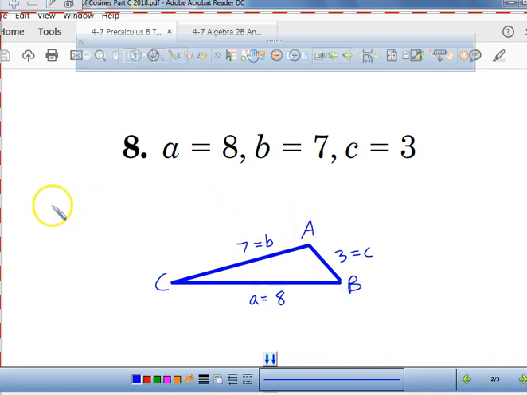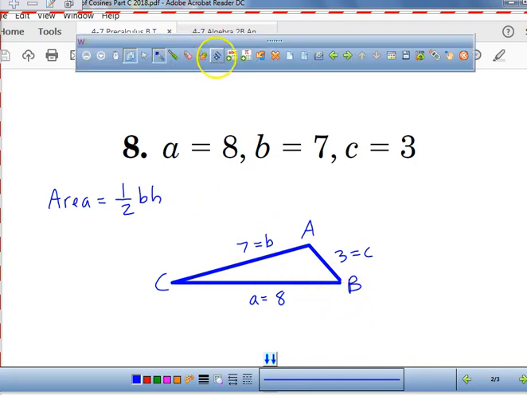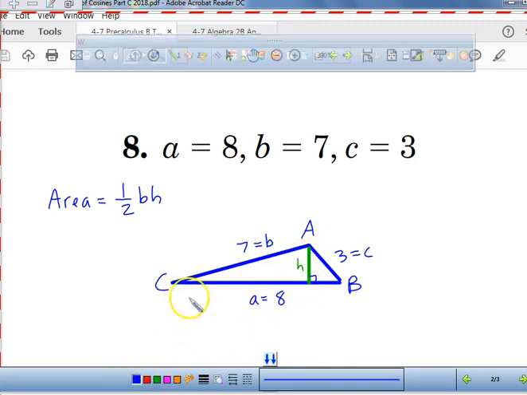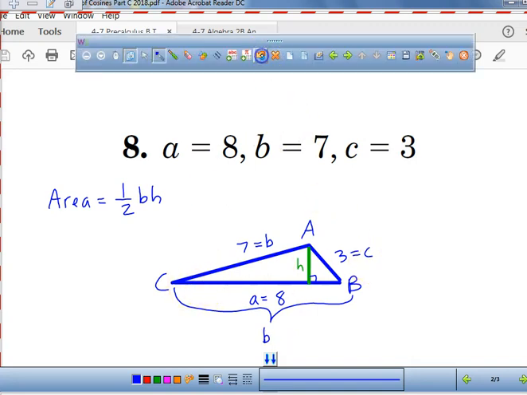Now typically when you're trying to find the area of a triangle, what you need is 1/2 the base times the height. In this particular case, the height would be from here going straight down. You would need to know the distance from here to here, which we don't have. But we do have the base. You could say, technically, this distance right here would be the base, the distance from C to B. But we're not going to use this formula. We're going to use Heron's formula.